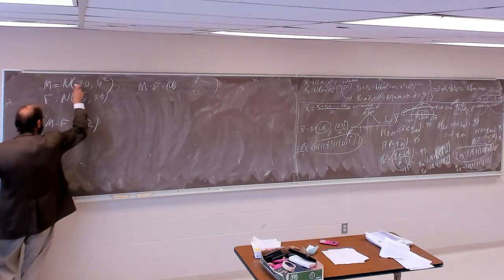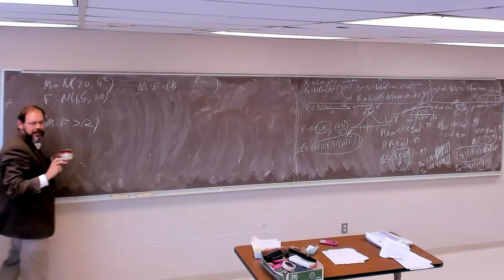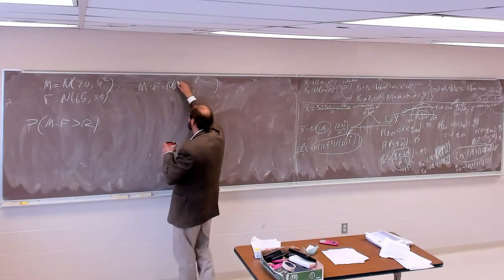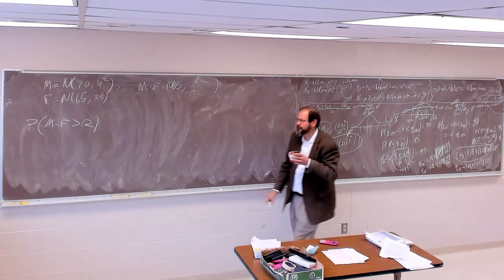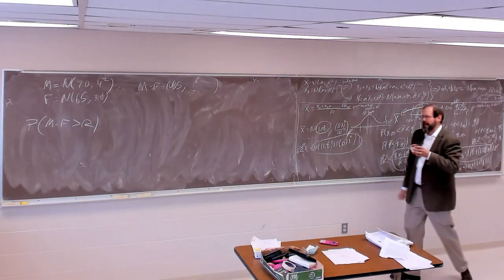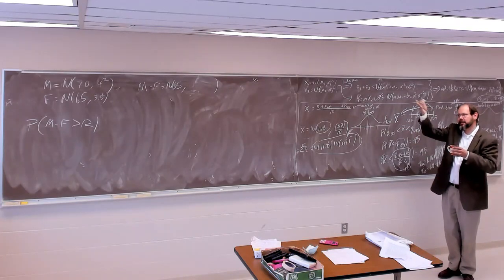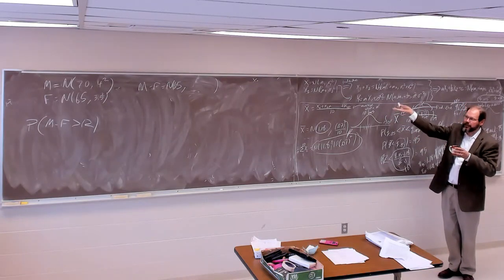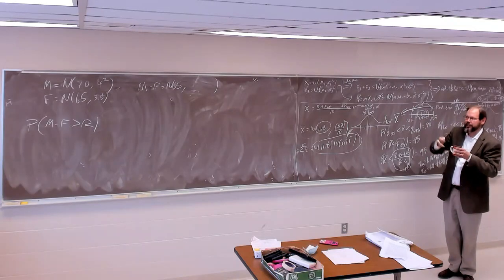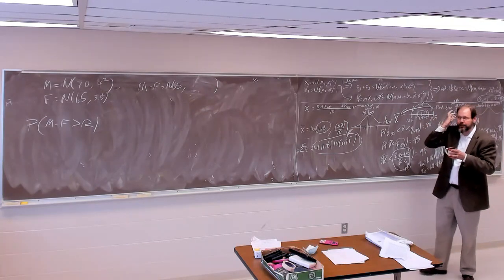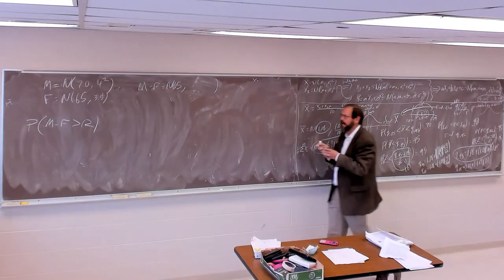M minus F would be 70 minus 65, right, which would be 5. I expect the male to be, on average, 5 inches taller than the female. Why? Because the male is on average 70 inches tall and the female is on average 65 inches tall, right? So we just subtract those two things. That's how normal random variables fit together.